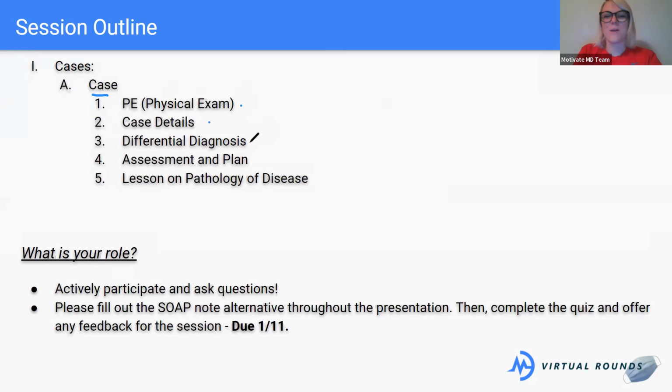But other than that, we are going to go through the assessment and plan. So we'll talk about the differentials, and then we'll talk about what we do in order to treat those different differentials or what we think is going on with the patient. Finally, we'll wrap it up with a lesson on the pathology so that you guys can learn a little bit about it. This presentation, like a few in the past, I've thrown in a couple slides to give you a little bit of background knowledge amidst the case so that you're not completely in the dark, especially for certain concepts that are pretty in depth.